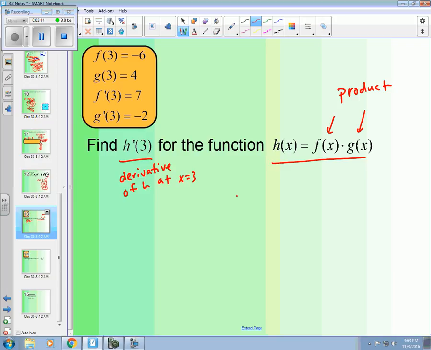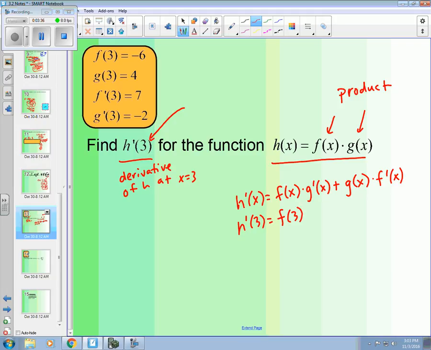So product rule says the derivative of h here is going to be f, that function, times the derivative of the second function, plus now g times the derivative of function f. And they specifically want us now to find this at 3. So now you've got to plug in 3 for all these x's. And what we can do now is use the values given to find a numerical answer for this.